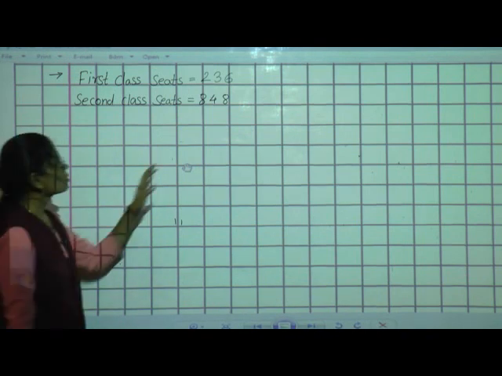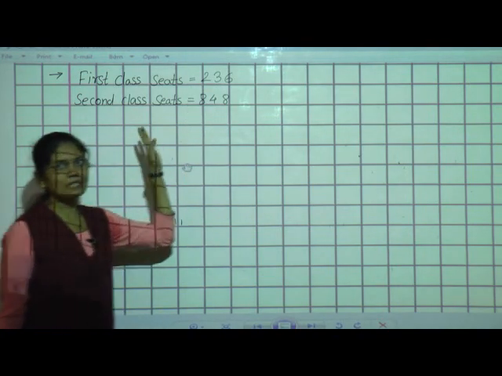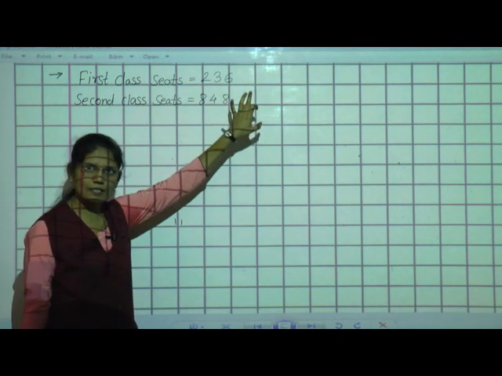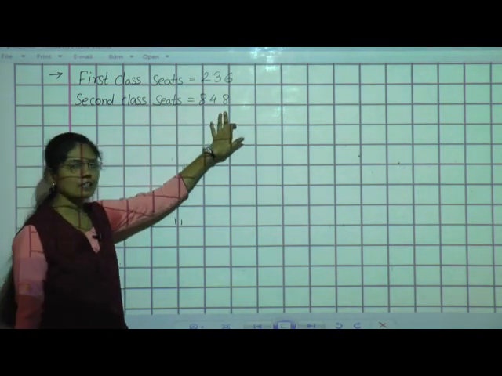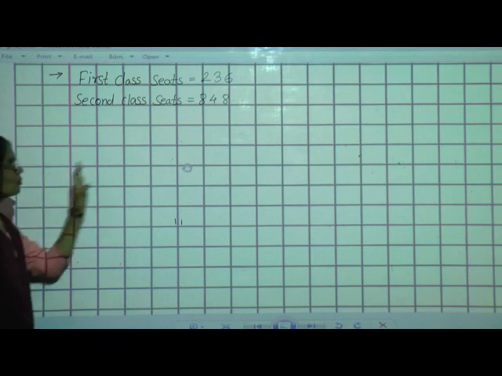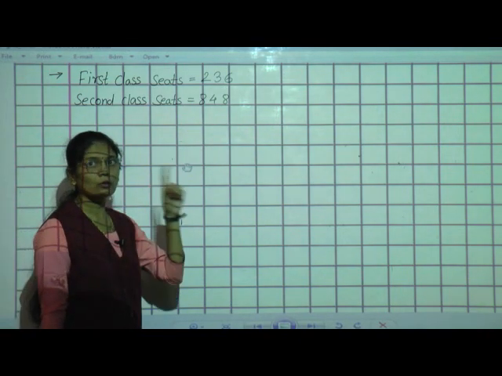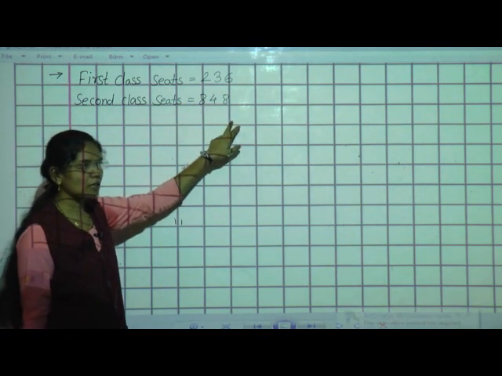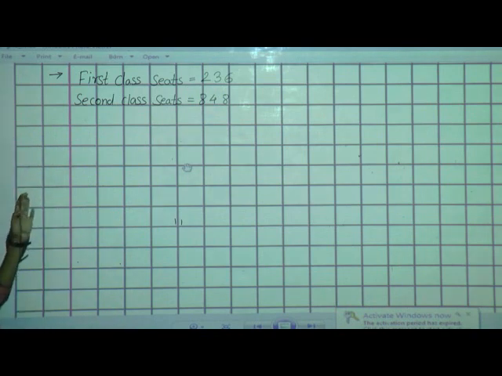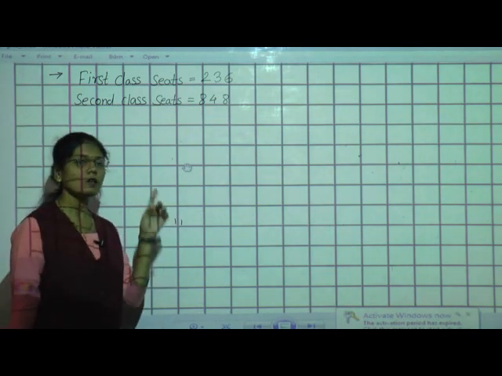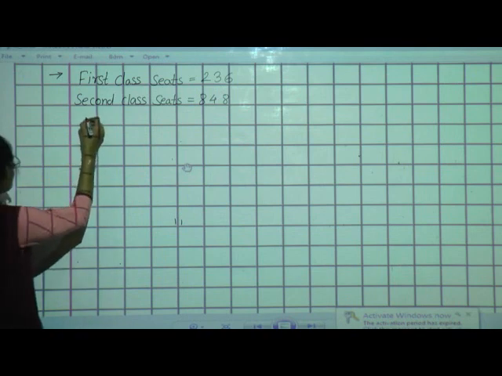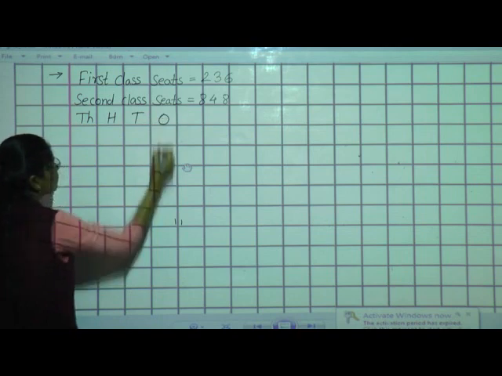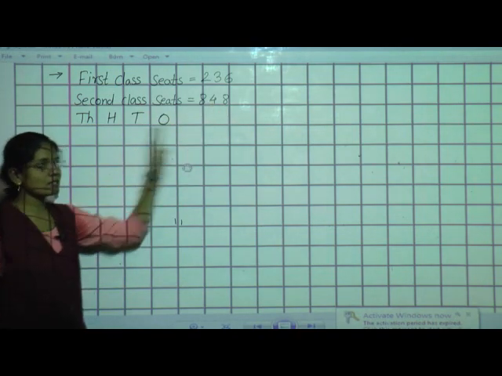Total number of seats. So we will add these two numbers, then we will get the total number of seats. First class seats 236, second class seats 848. So now we will add. For that, first you have to draw the place value chart. These are 3-digit numbers, but sometimes the answer may come 4-digit, so we will draw the place value chart that way. Here tens and ones.